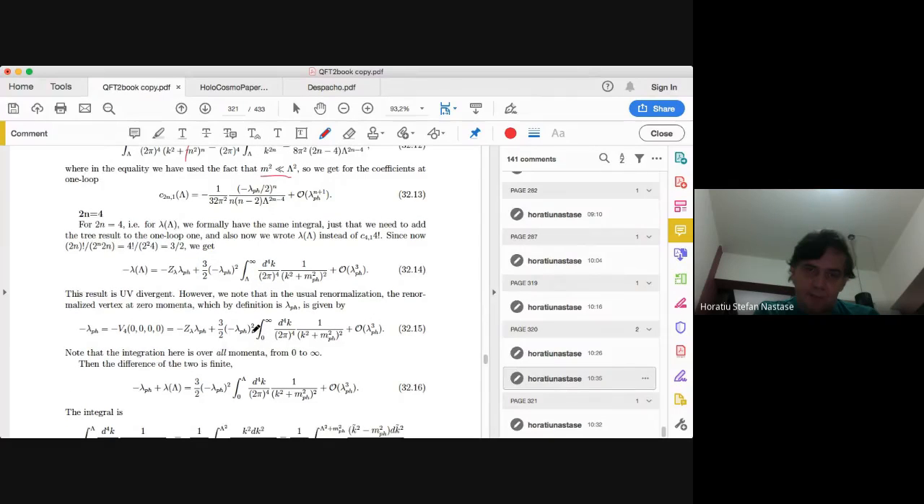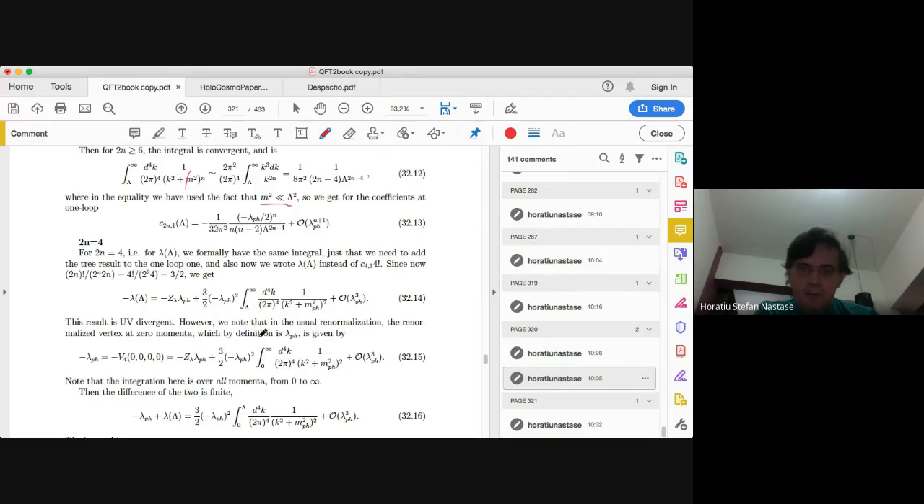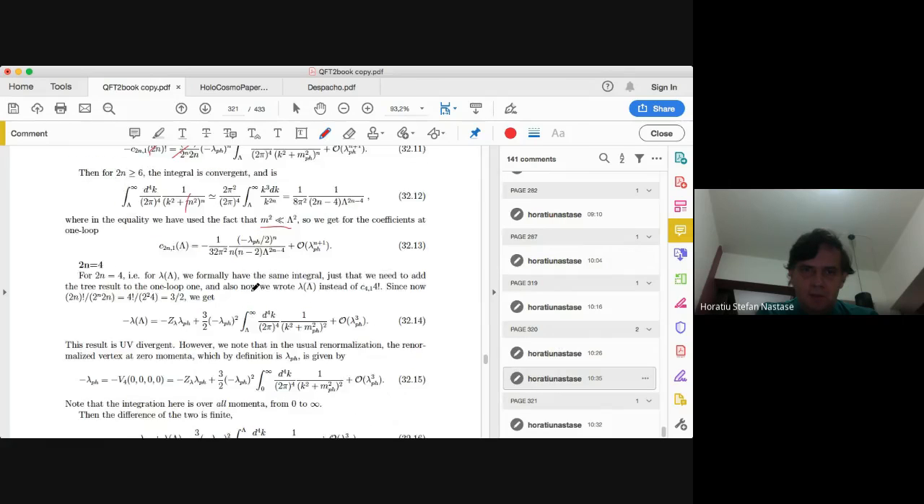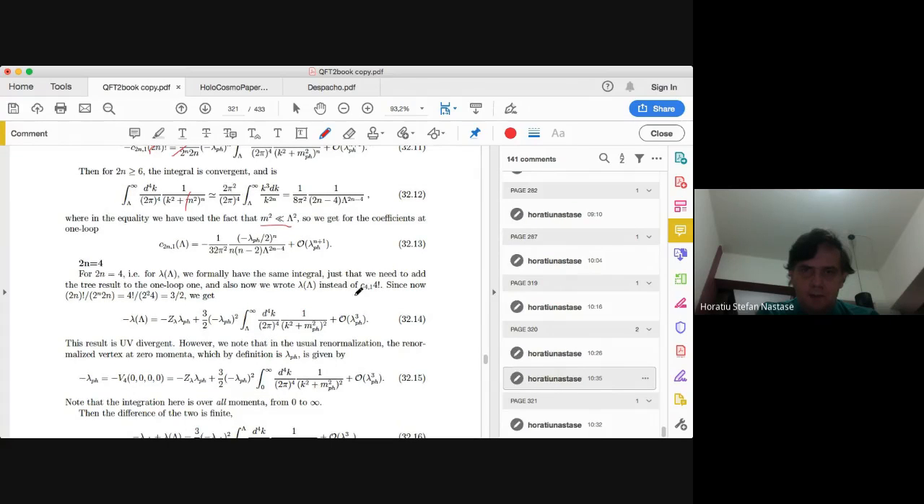So it is minus lambda physical squared times this integral d4k over 2 pi to the 4, 1 over k squared plus m squared, squared, from lambda to infinity. And then I just substitute the numbers. I have 2 to the n factorial over 2n, 2 to the n times 2n, which is now this 3/2 here.